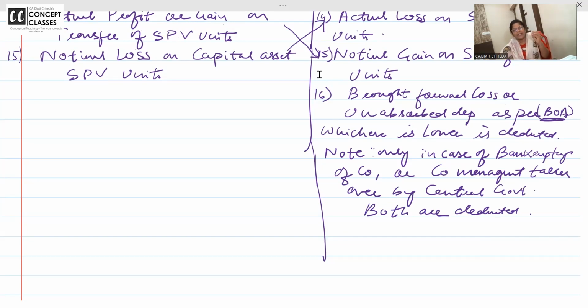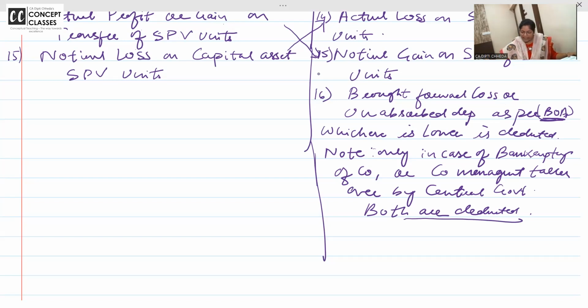But I have told you, the special thing about income tax is that they give you extra items. So here, if they give you unabsorbed depreciation as per income tax, ignore. But as per books, brought forward loss or unabsorbed depreciation, whichever is lower is deducted. But if the company has gone into bankruptcy code and someone is disposing of the assets, or the company's management is taken over by central government, generally in case of sick companies and liquidation, then both are allowed to be deducted.